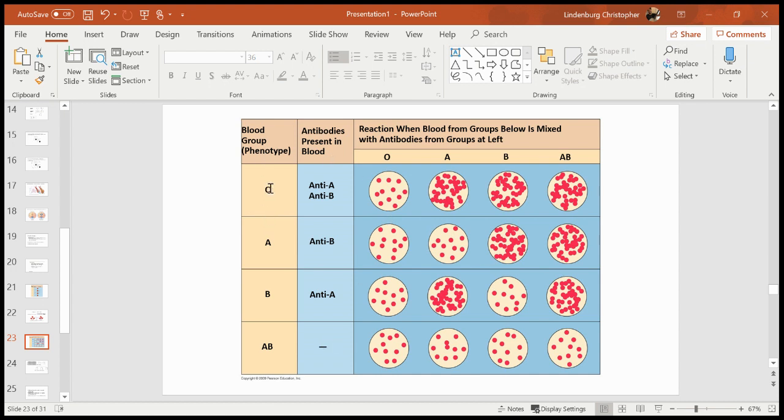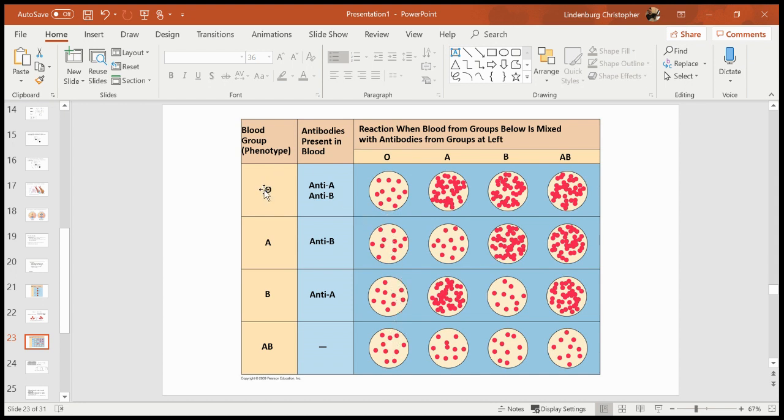Looking at type O blood. O blood makes anti-A and anti-B, which means if you have blood type O, you can only receive blood type O. But since the O blood type doesn't have specific antigens, anybody can take your blood from you, which means you can donate blood type O to anybody else.